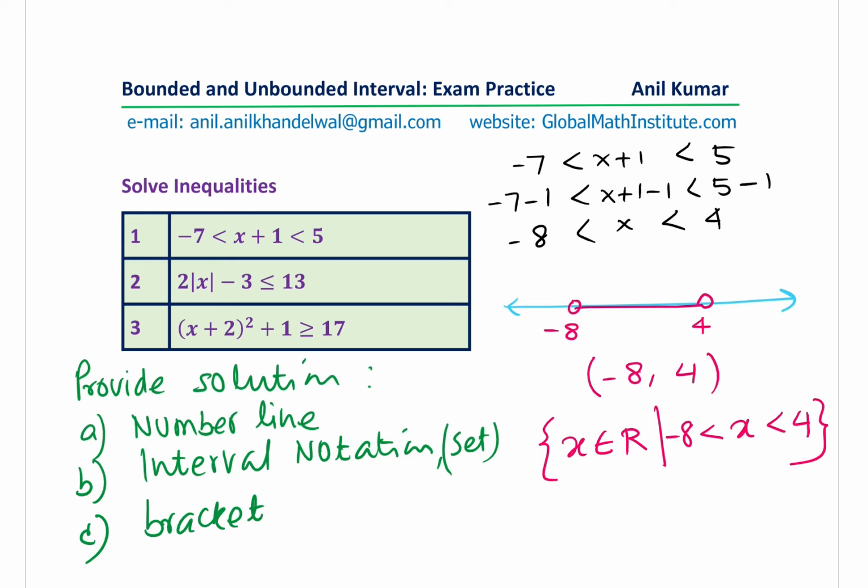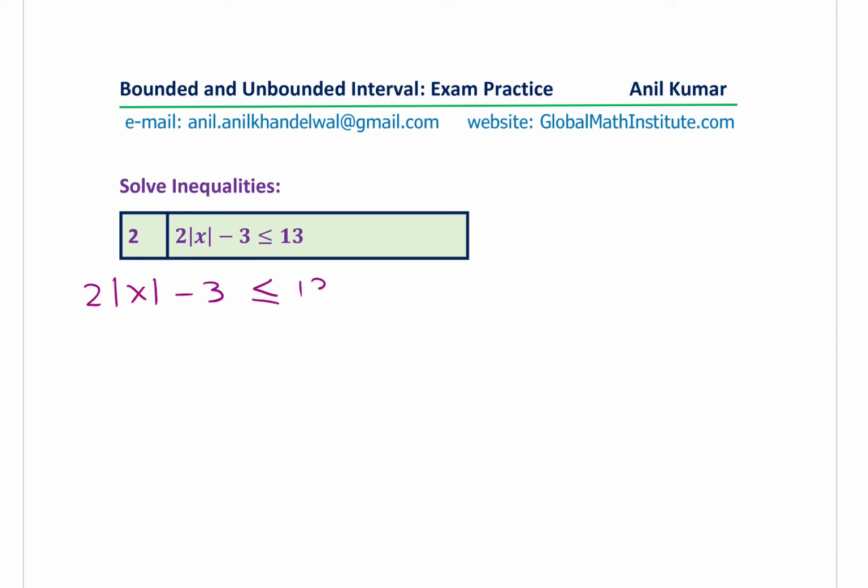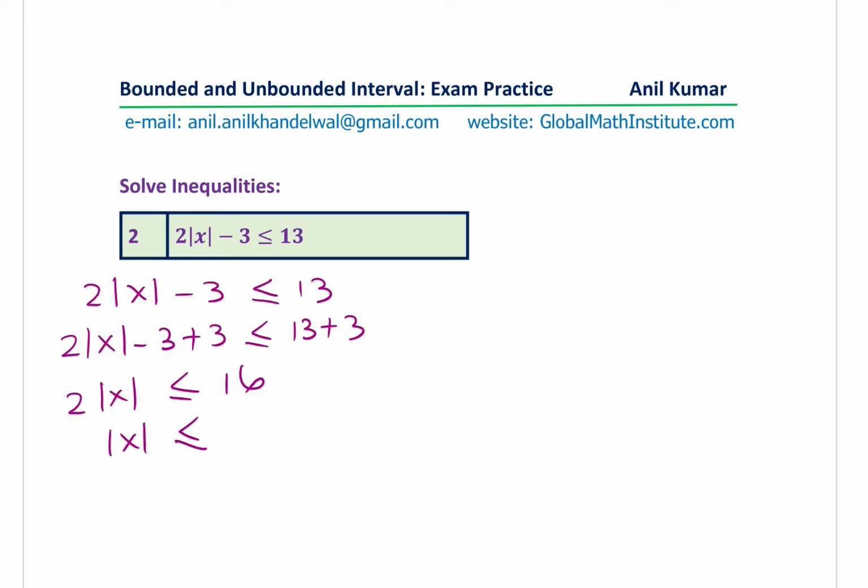Let's take the solution of the next question on a fresh page. So this time, the question for us is 2 times absolute value of x minus 3 is less than or equal to 13. So let's add 3. So we get 2 times absolute value of x minus 3 plus 3 is less than or equal to 13 plus 3, which is 16. So we get 2 times absolute value of x is less than or equal to 16. Absolute value of x is less than or equal to 16 divided by 2. So we get absolute value of x is less than or equal to 8.